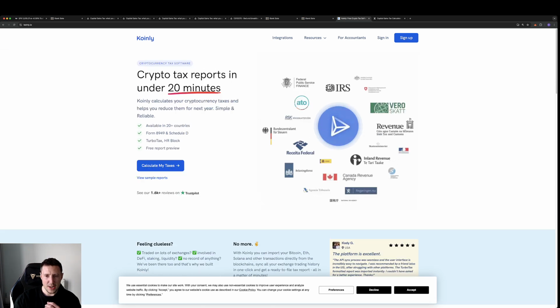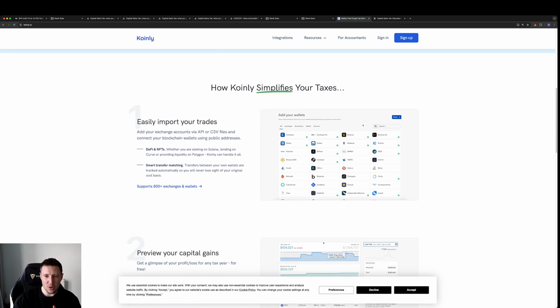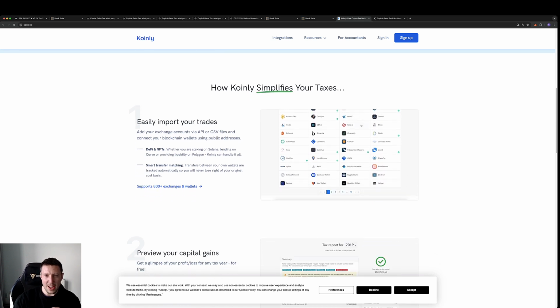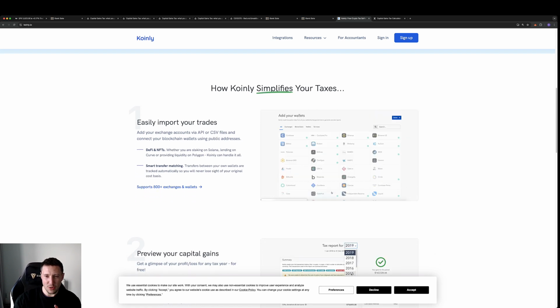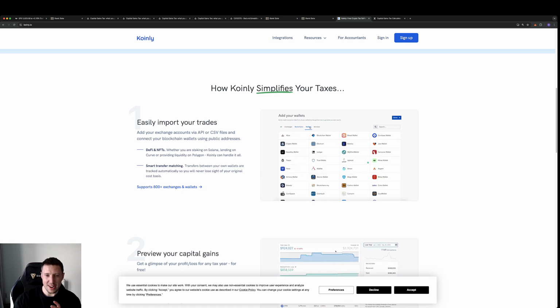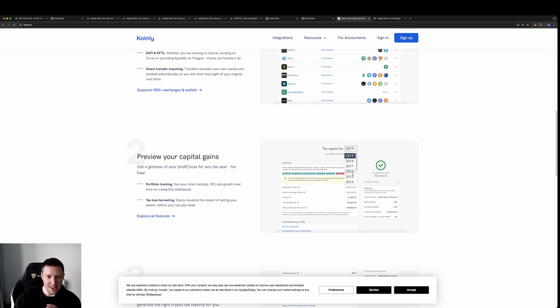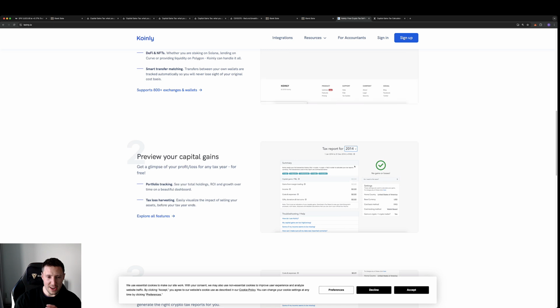But essentially, this is a very useful platform. It's very easy to use. And as you can see, it hooks up to all of your wallets via an API. So that saves a lot of hassle. And also you can pay to have a 24-hour wallet refresh as well. So every 24 hours, it syncs all of your transactions, which is very handy. As you can see here, you can preview your capital gains for portfolio tracking and tax loss harvesting.